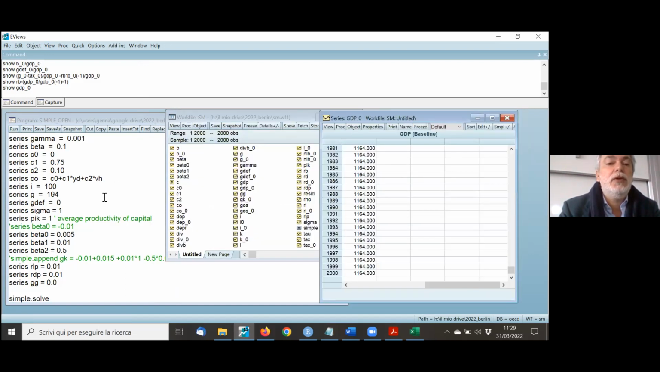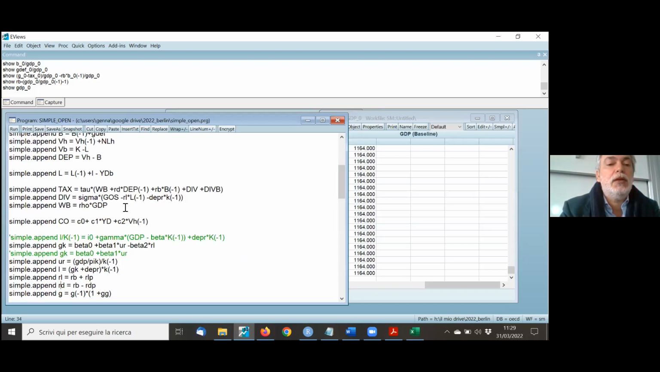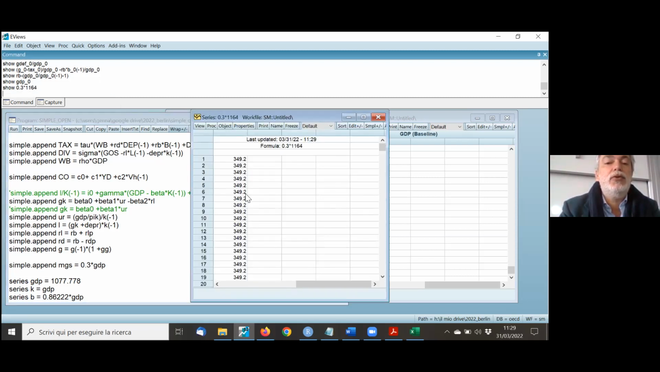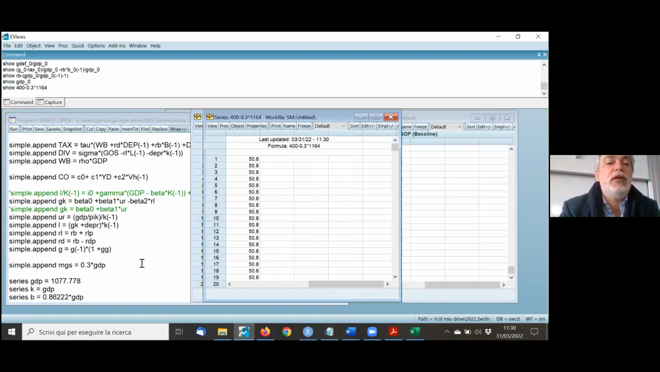GDP is 1164. So we could add an equation for imports, where a reasonable value is usually 30% of GDP. We may want to add a constant here. If we have 30% of 1164, it's going to be 349.2. Let's say that we want total imports to be 400. So the constant should be 50.8.